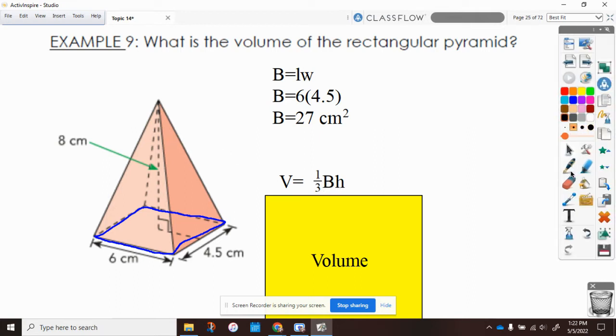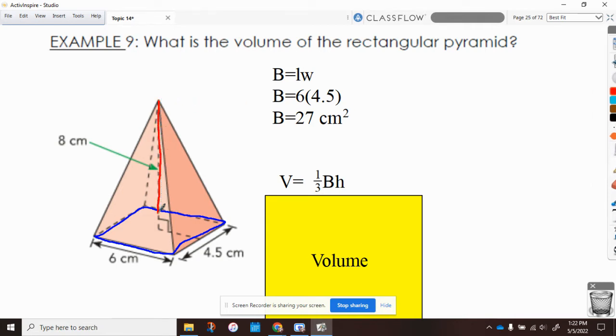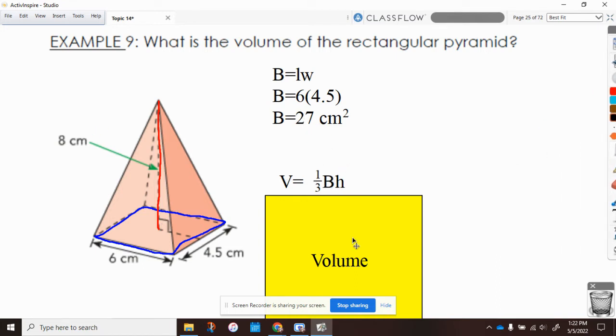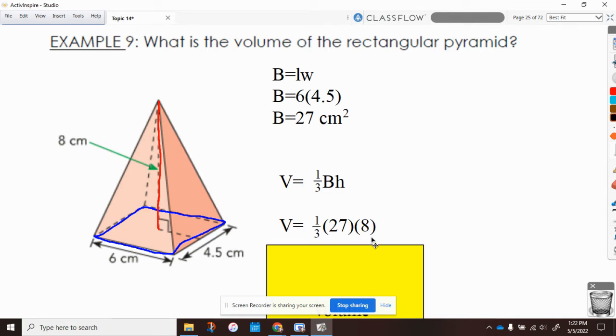The other number that is given to us in this diagram is the height. It's the length of this line segment right here that goes from the point of the pyramid, dropped straight down to the middle of the base. It is 8 centimeters. So if we're plugging things in, 1/3 times capital B times the height, 8. We plug all of that in and get a total volume of 72 cubic centimeters. Even if you didn't have a calculator, you could just go 1/3 times 27 is 9, times 8 gives us 72. So there's our first example.